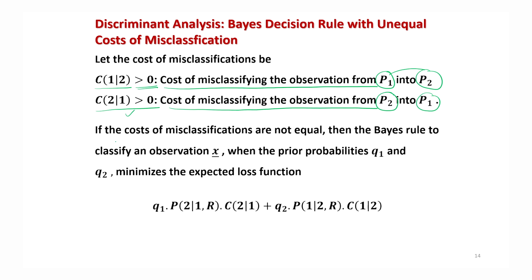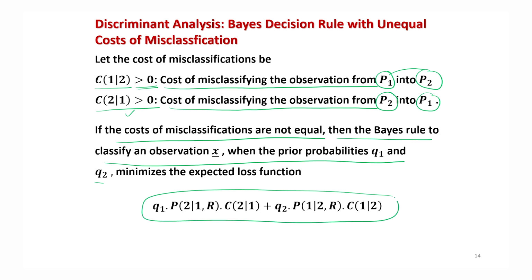So if the costs of misclassification are unequal, then the Bayes rule to classify an observation X, when the prior probabilities Q1 and Q2 are known, is based on the minimization of the expected loss function, which is now modified like this. You can see that C21 and C12 are introduced into the earlier defined loss function. So this is the modified loss function where the costs of misclassification are unequal.